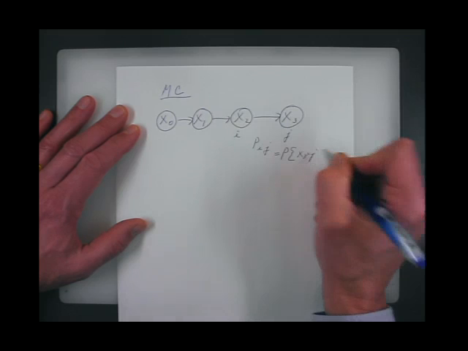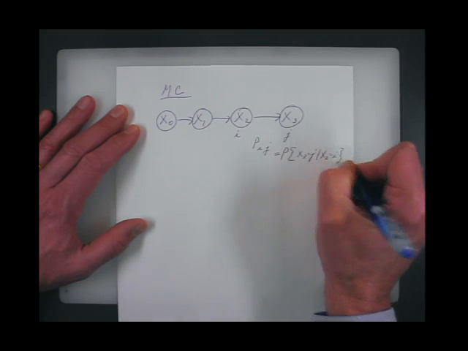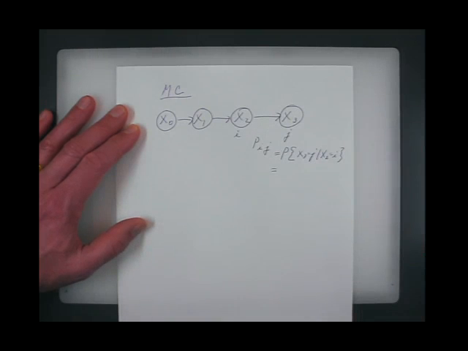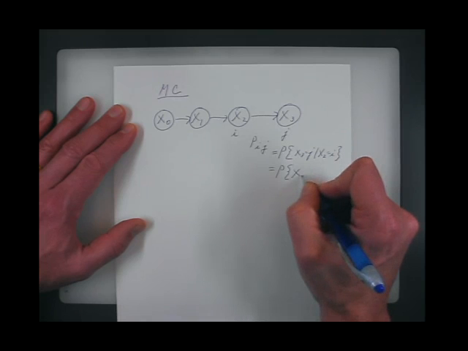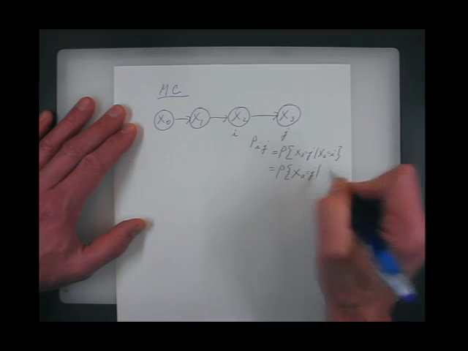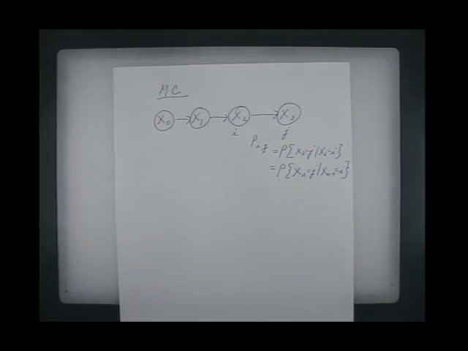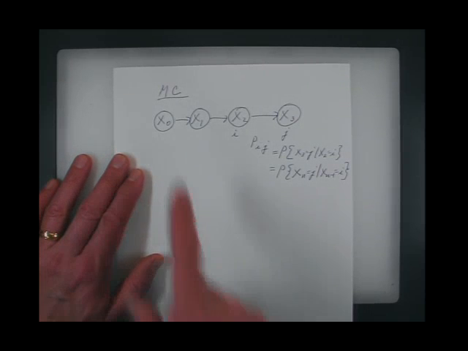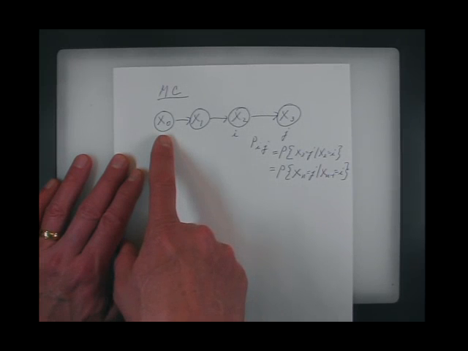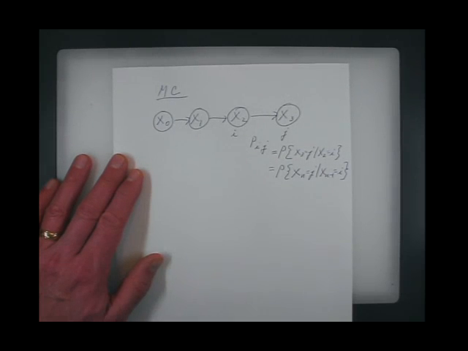It's the probability then that x3 equals j given x2 equals i, which, if it's a homogeneous Markov chain, is the probability that xn is equal to j given that xn minus 1 is equal to i. That's kind of how it works. This thing here is the transition probability from one state to the next.